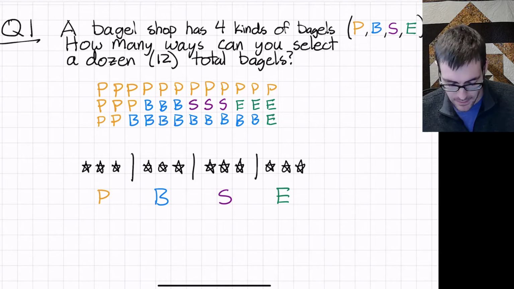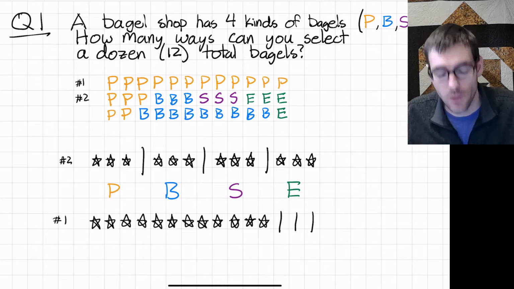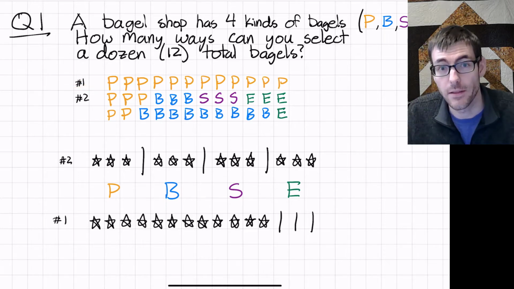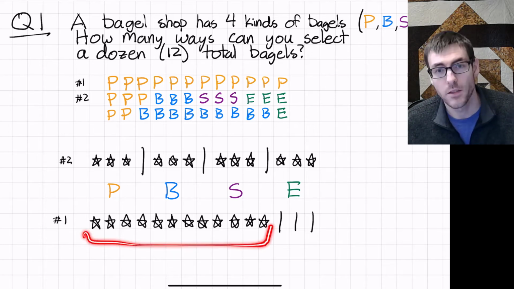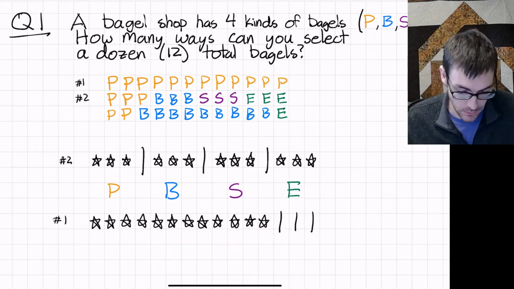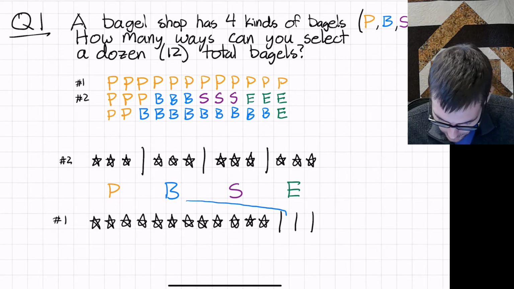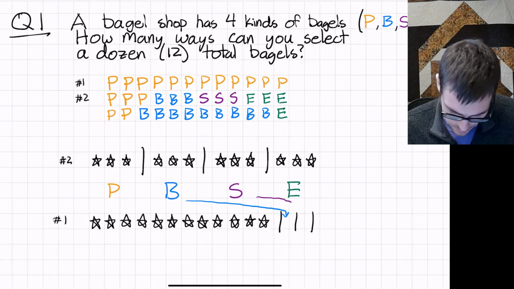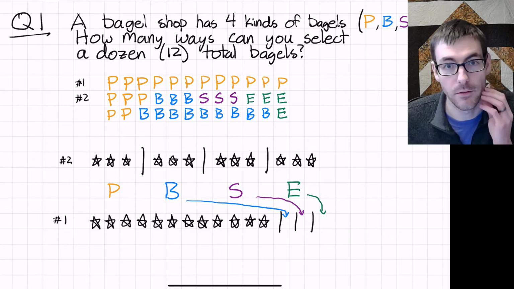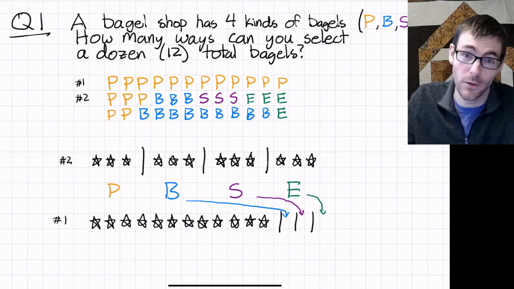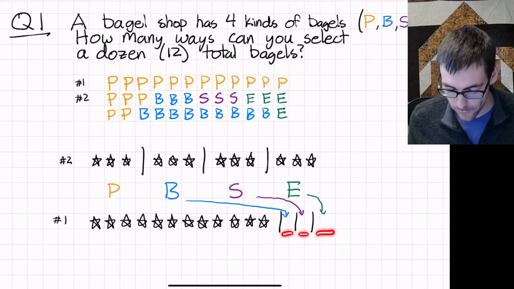The idea is that a bar is separating out each of the groups. We can also write our first example using this format, where everything in front of the first bar corresponds to being a plain bagel, whereas everything between the first and second bar is a blueberry bagel, everything between second and third is sesame, and everything after the third is an everything bagel. So the first example has none of those, so there are no stars in those 3 regions.